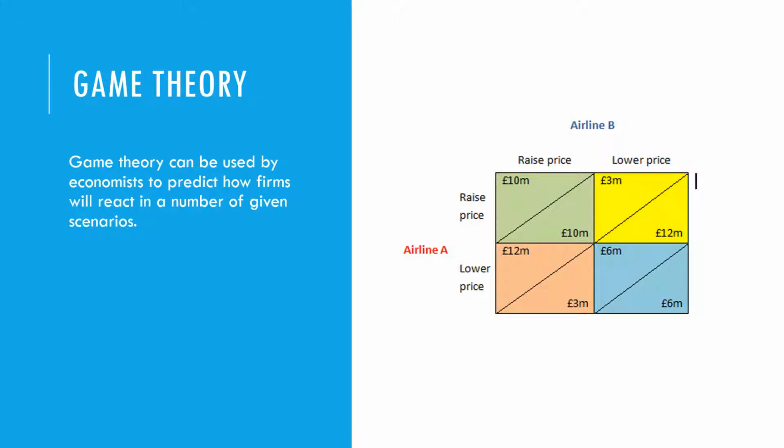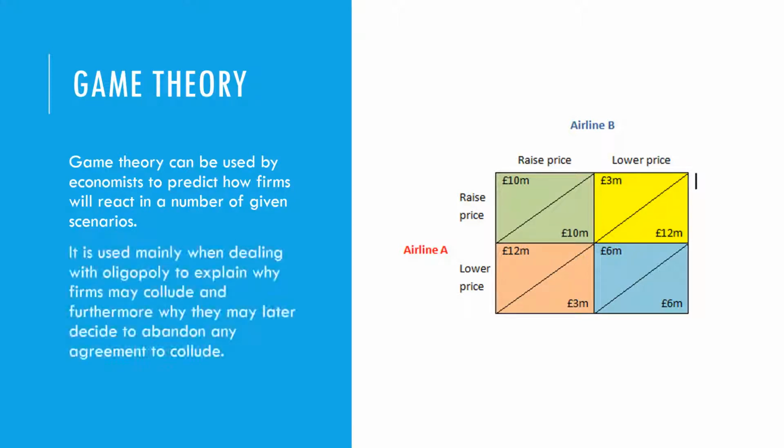So game theory here in this context can be used by economists to predict how firms will react in a number of given scenarios. So we mainly use it when we're dealing with firms in oligopoly to explain why some firms may collude, but then to go further and say why often they decide to abandon that agreement to collude.